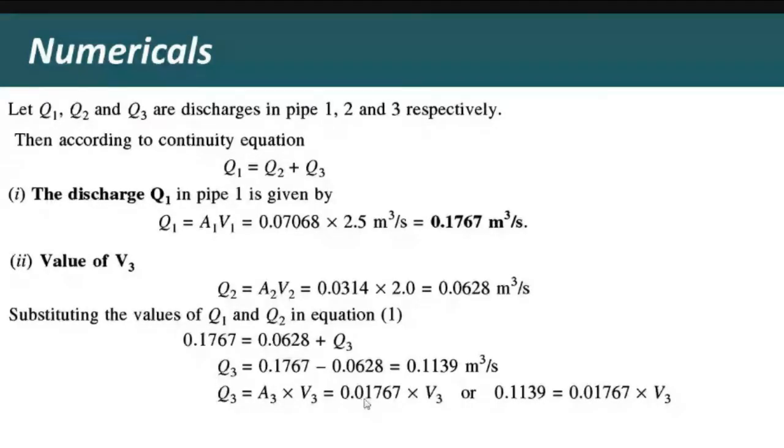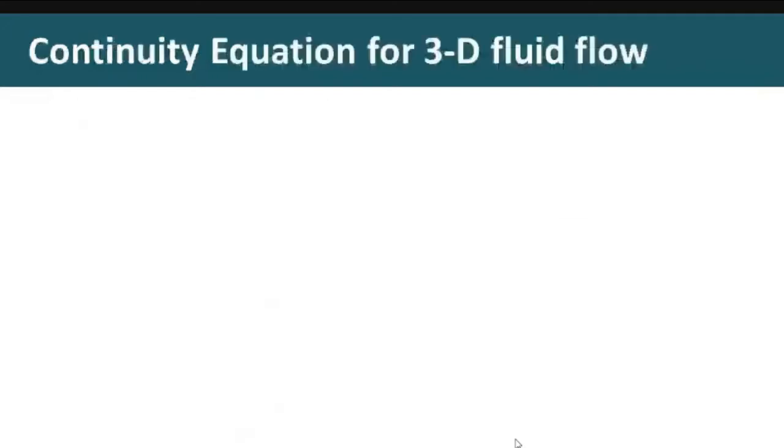So put the value of A3. After that, put the value of Q3 also. Then divide Q3 by A3, so we will get the velocity V3. V3 comes out to be 6.44 meter per second. Okay. So it is a very simple numerical. You can solve any such type of numerical.